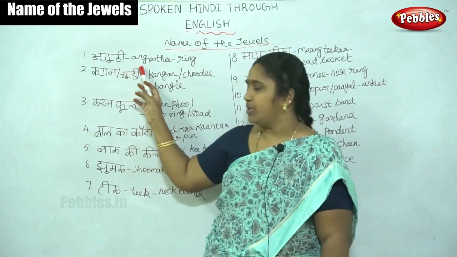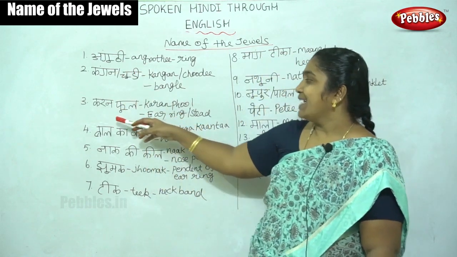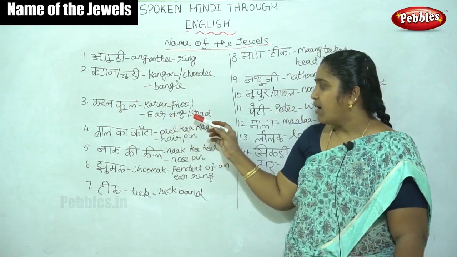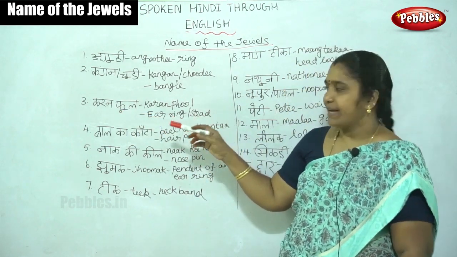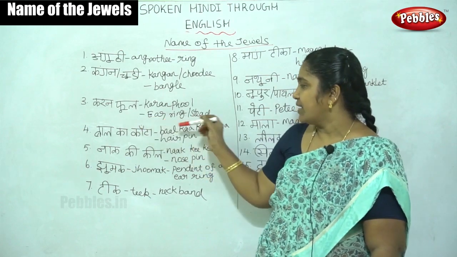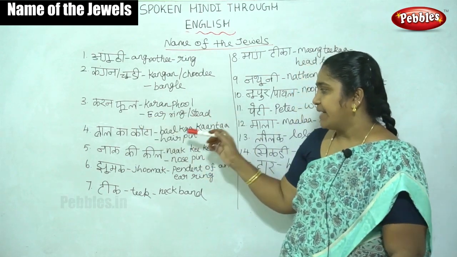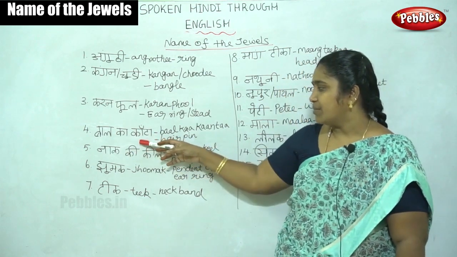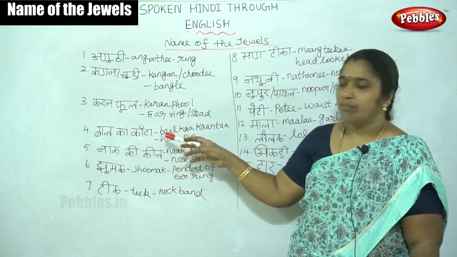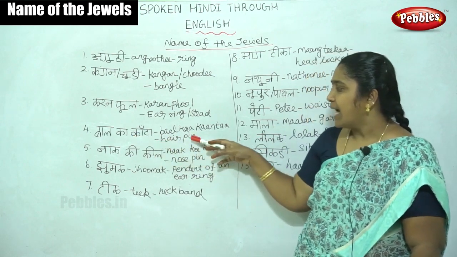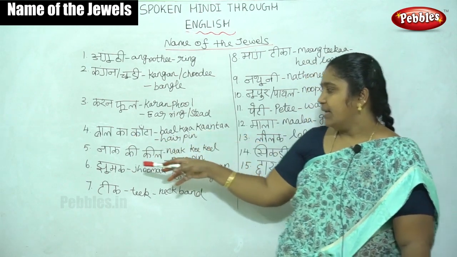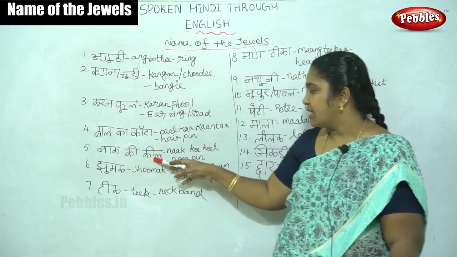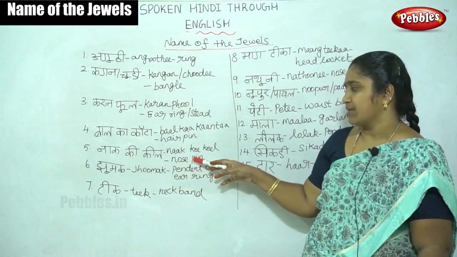Kangan chudi, like that. Then karan phool. Karan phool is earring or stud. Then balka kanta. Balka kanta means hairpin. Then naak ki kheel. Naak ki kheel is nose pin.